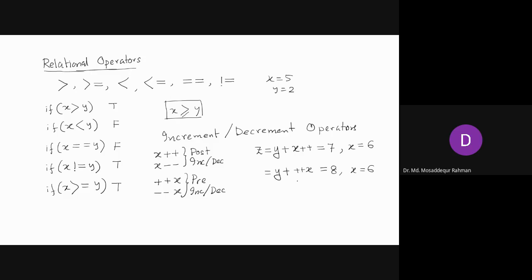So this one will do the increment after executing this instruction, and this will increase the value before executing the instruction. Is that clear, guys? Yes, sir. Any question?